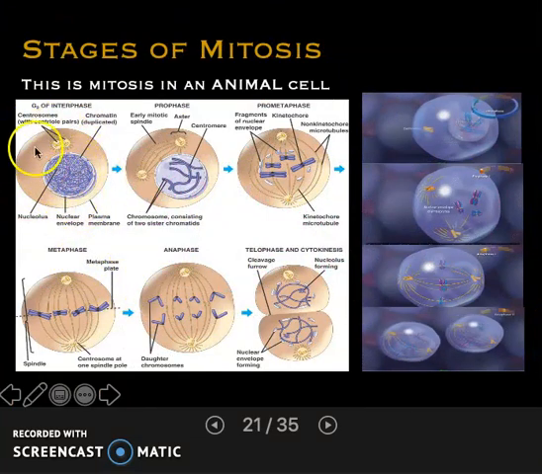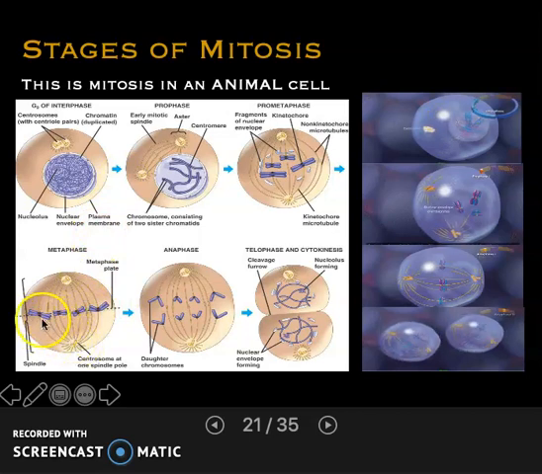Interphase, just a cell. Centrosomes are next to the nucleus. Prophase, chromosomes appear, nuclear envelope dissolves. Mitotic spindle begins to form, driving these two centrosomes to the poles of the cell. In metaphase, they're all lined up in the center, the chromosomes are.